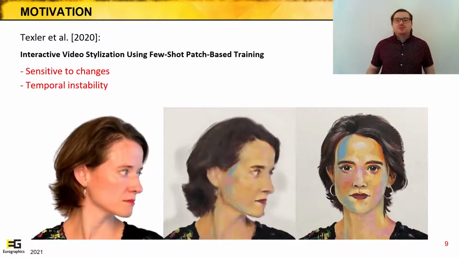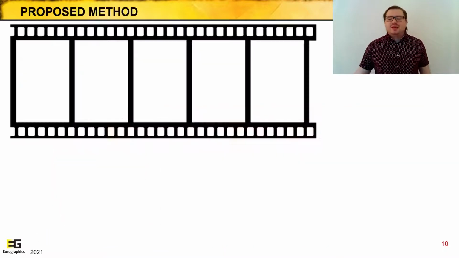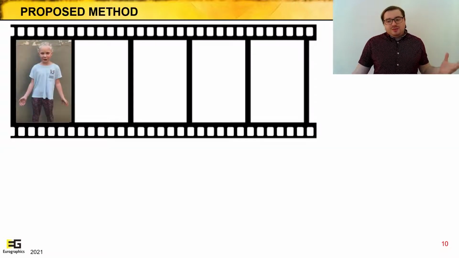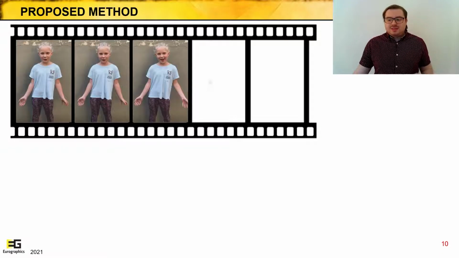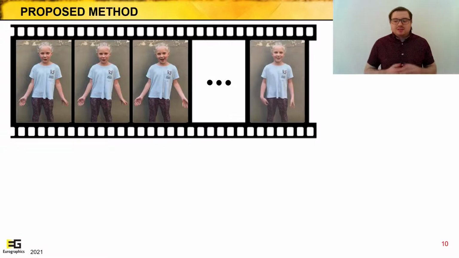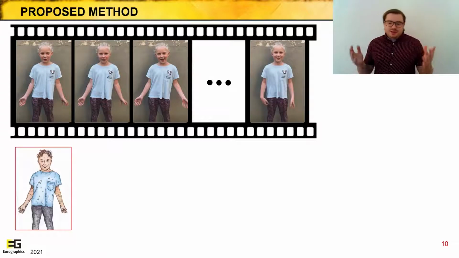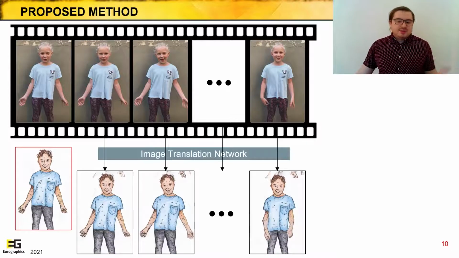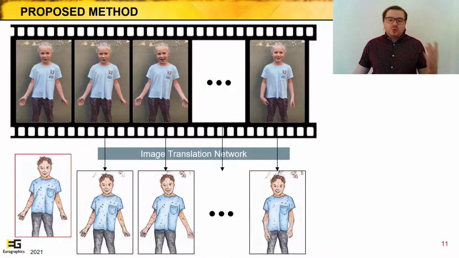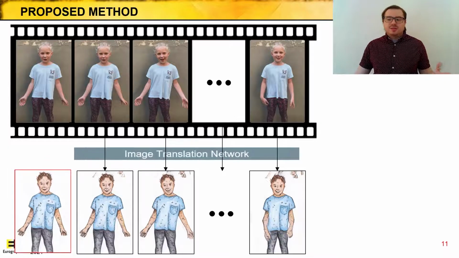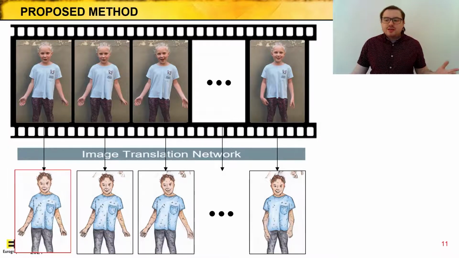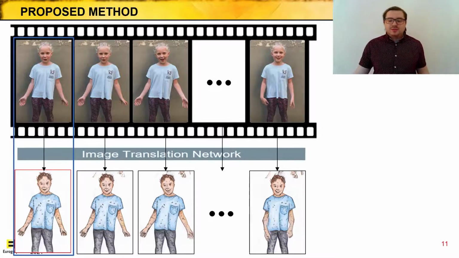To address the issues of previous methods, we propose our new method. To recap, we have our video sequence consisting of individual frames, in this case, a gesturing child. We ask an artist to paint us a stylized version of the first frame, thus creating our paired keyframe. Like Texler et al., we train an image translation network to synthesize the rest of the sequence, all the while minimizing the L1 per-pixel loss on the original keyframe to ensure that the style on this artist-prepared frame is preserved as closely as possible.